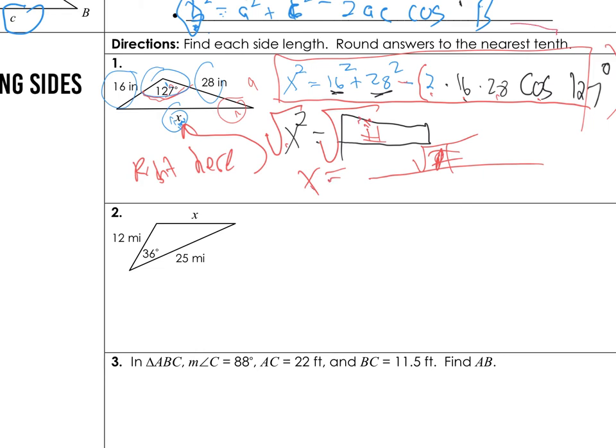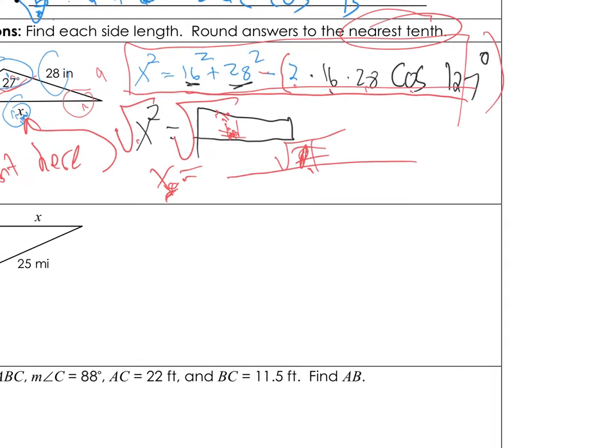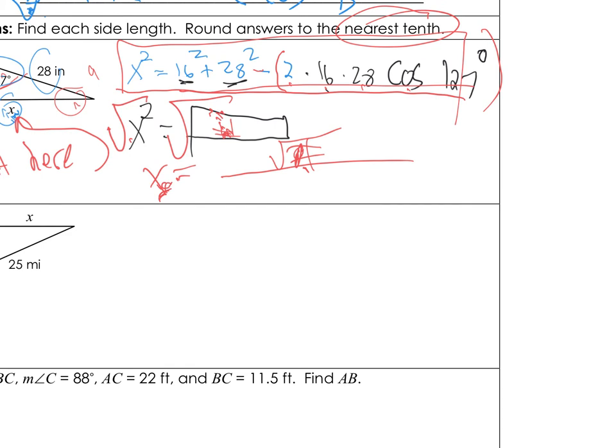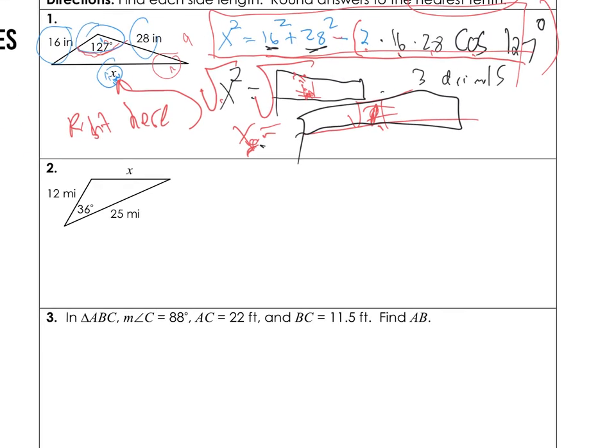Now, do your nearest tenth after you do the square root. Don't do the nearest tenth when you add those up. That number, you should have more than one decimal. I'm going to ask you to write 3 decimals until you do the last step. Then you do the 1 decimal. That way you're keeping enough precision that you'll round correctly.